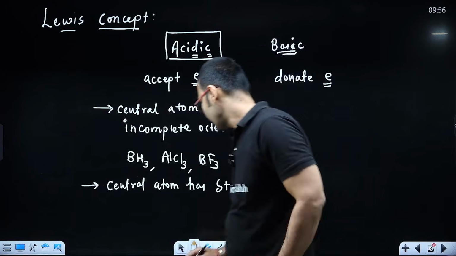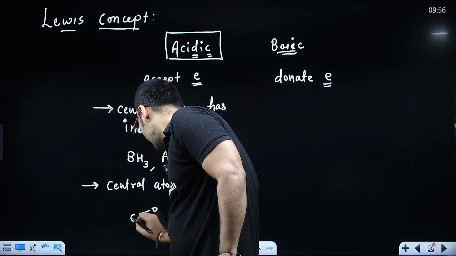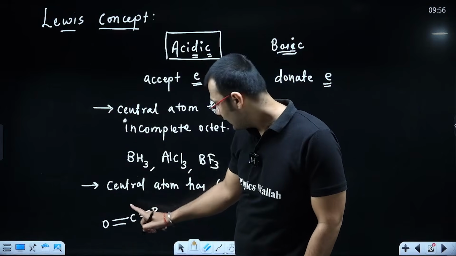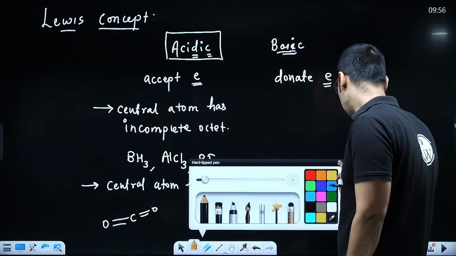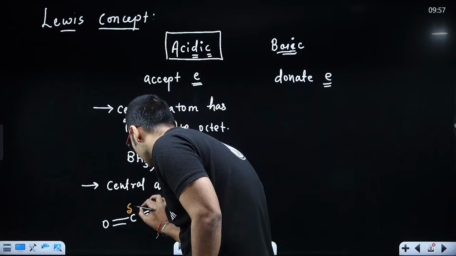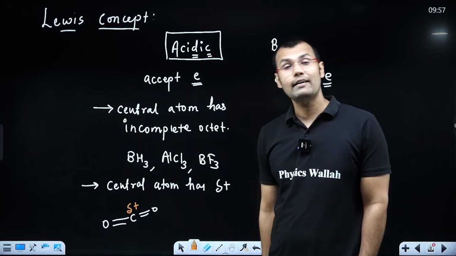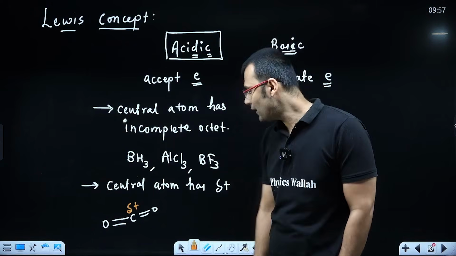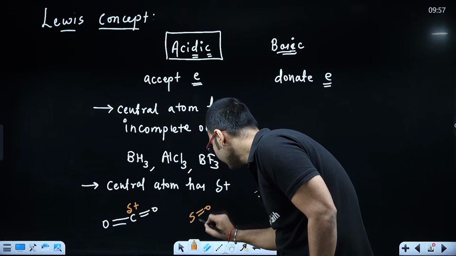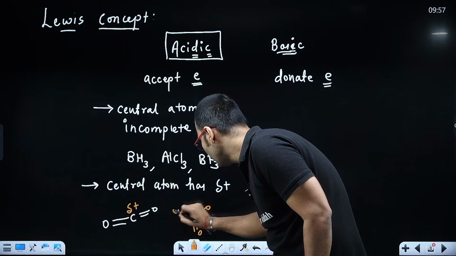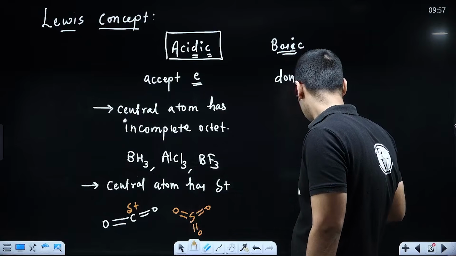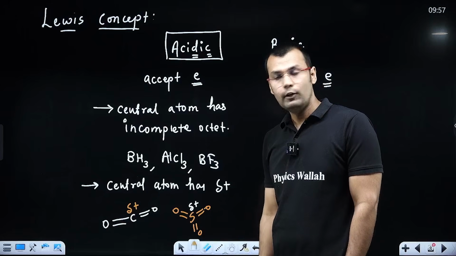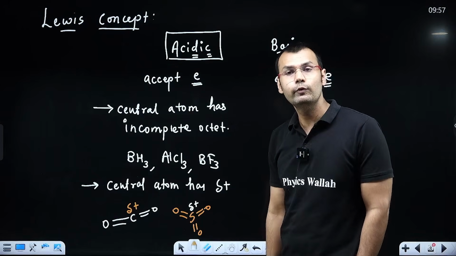For example, right, if I talk about carbon dioxide. So in carbon dioxide, if you notice, here carbon has a complete octet. But according to polarity, the carbon atom has some delta positive charge on it. So because this carbon has some delta positive charge on it, it will try to attract electron. It will behave like Lewis acid. Similarly, if you talk about SO3, again, in SO3, you have an expanded octet, right? But the central atom, sulfur, has some delta positive charge because oxygen is more electronegative. So even this SO3 can behave as Lewis acid.